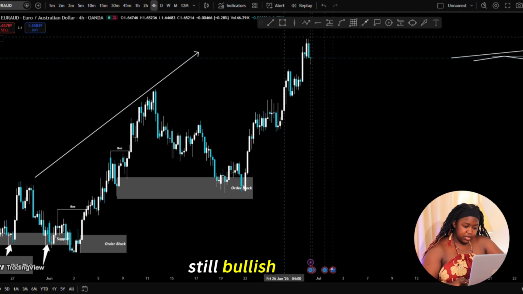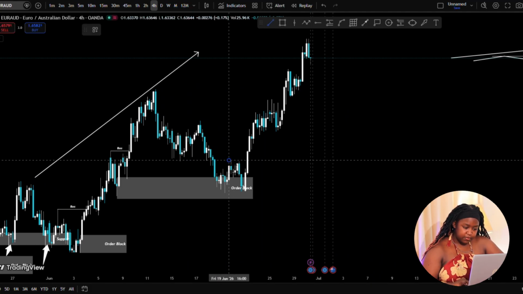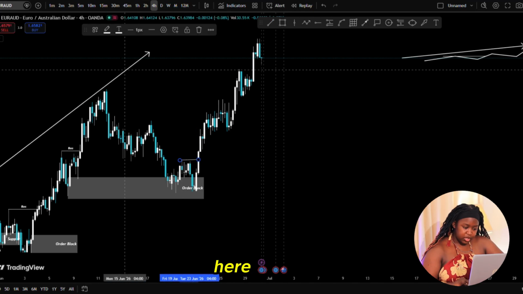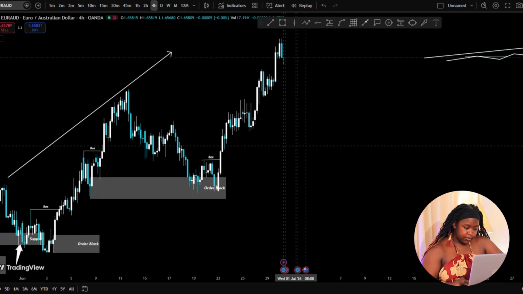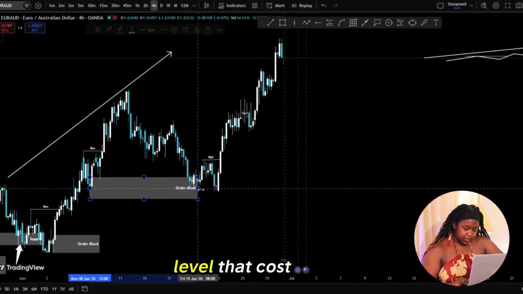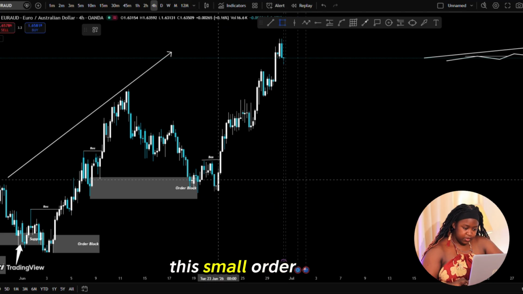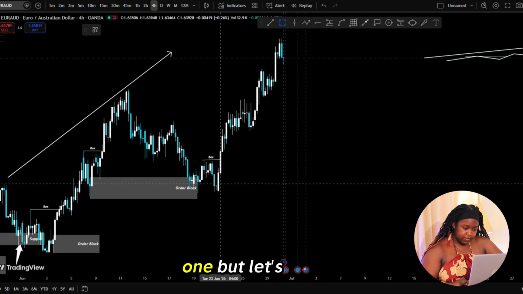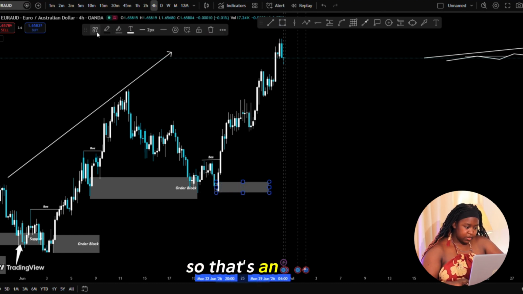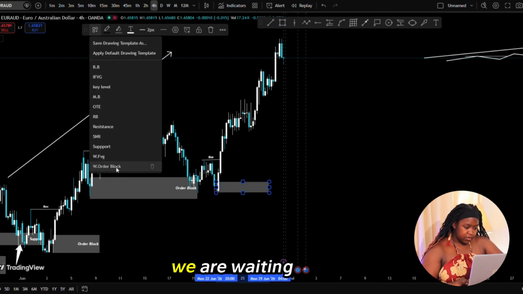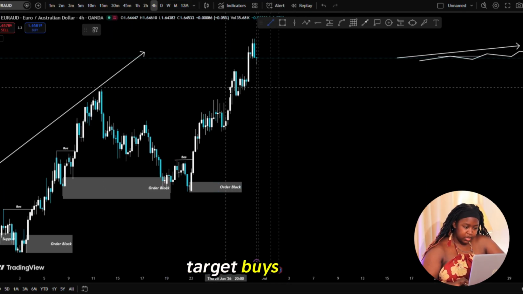Because we're still bullish, there are still multiple break of structures. These are this break of structure here, and a key level that caused it. Let's see, there's this small order block here, there's another one, but let's mark this one. So that's an order block that we are waiting for price to retrace to, and then we target buys.